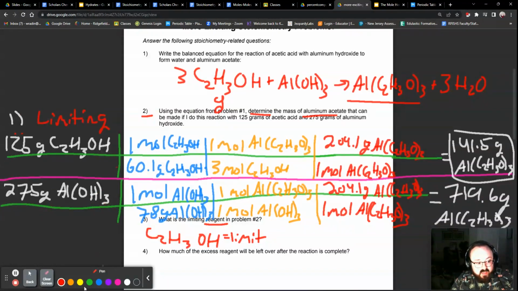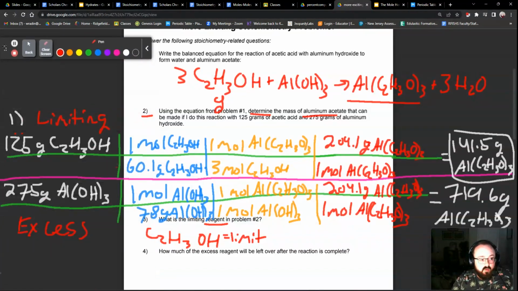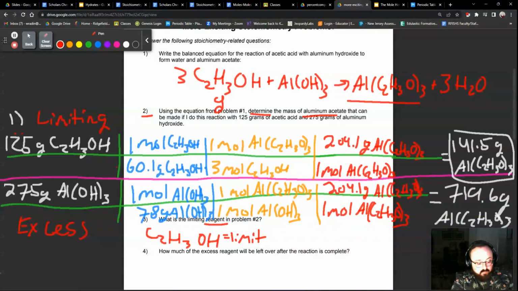The aluminum hydroxide over here is going to be my excess, which means that I have extra of it. Okay? That's what this means. So the next part, just before I move on to percent yield, is how much of the excess reagent will be left over after the reaction is complete. Now, this is something that I only asked of my honors class, but it makes a good extra credit question for a scholars class. Just throwing that out there if that's what you're interested in.